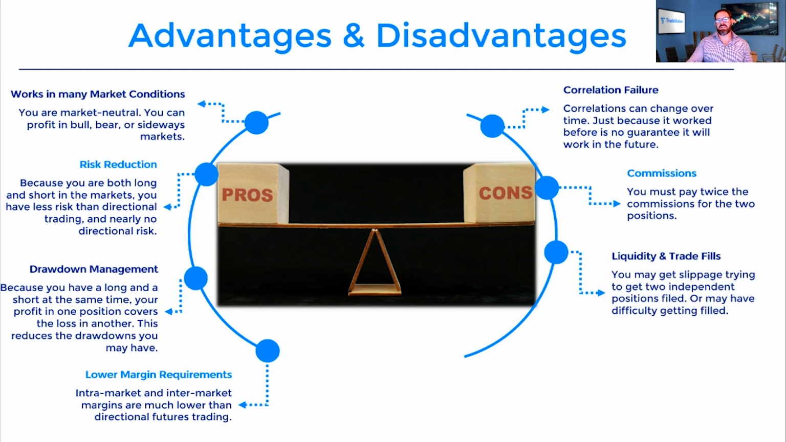And liquidity, you have to be careful of with your trade fills. If you're not trading the front month contract, the lower volume may make it a little more difficult to get in, or if you do get in, you might have a bigger spread to deal with. Spread being the difference between the bid and the ask. So you might have to pay a little more to be able to put on a spread trade than you would if you just did a directional trade.